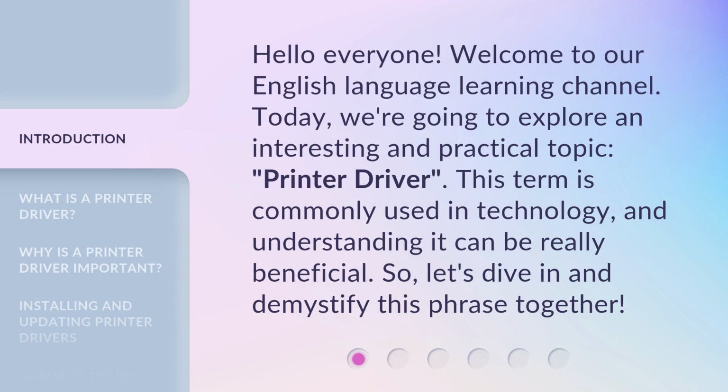Today, we're going to explore an interesting and practical topic, printer driver. This term is commonly used in technology, and understanding it can be really beneficial. So, let's dive in and demystify this phrase together.